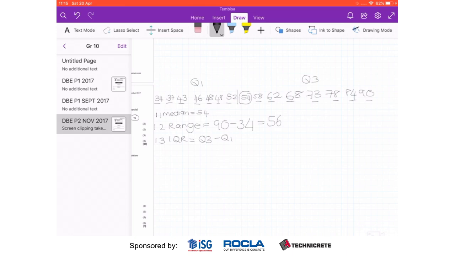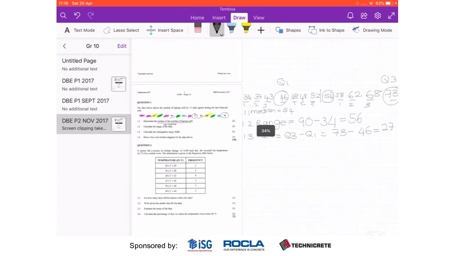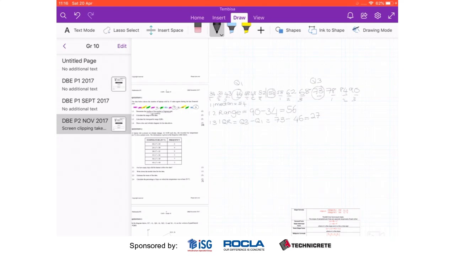So here I've got 7 values, so I'm looking for the 3.5 value. So this is 1, 2, 3. This should be my median here, 1, 2, 3. My median on the side, 1, 2, 3, should be 46. Okay, so the interquartile range is going to be 73 minus 46, equal to 27.